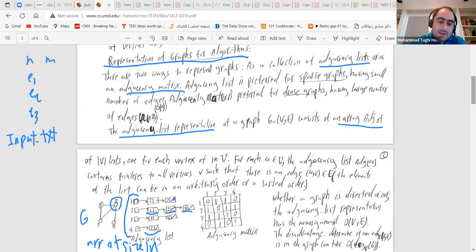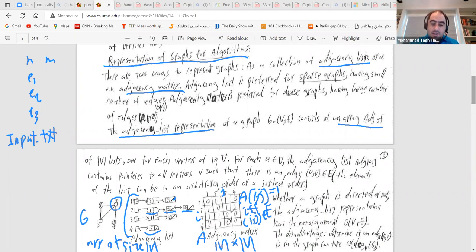What about the adjacency matrix? The adjacency matrix is simpler. The size of this matrix would be V times V. Here, A of ij is equal to one if and only if the edge ij belongs to E. So this is the matrix A.